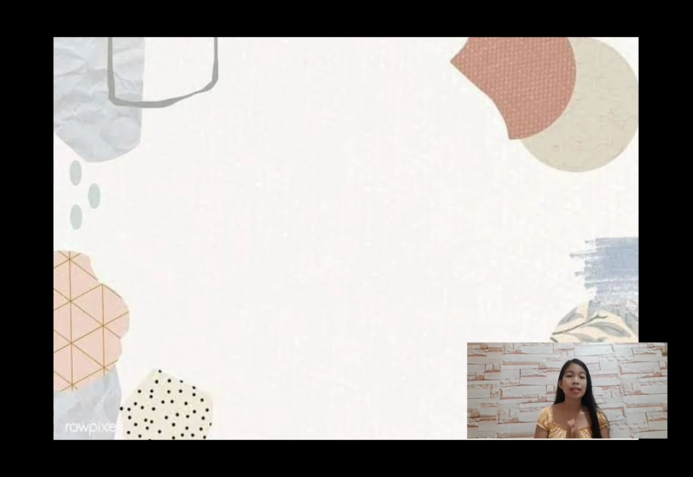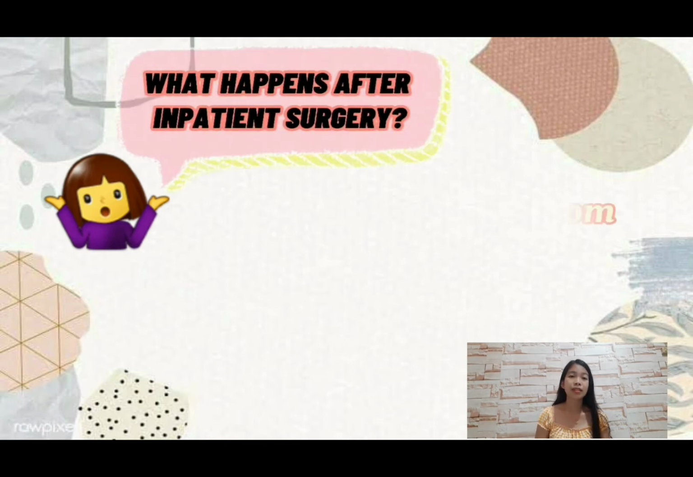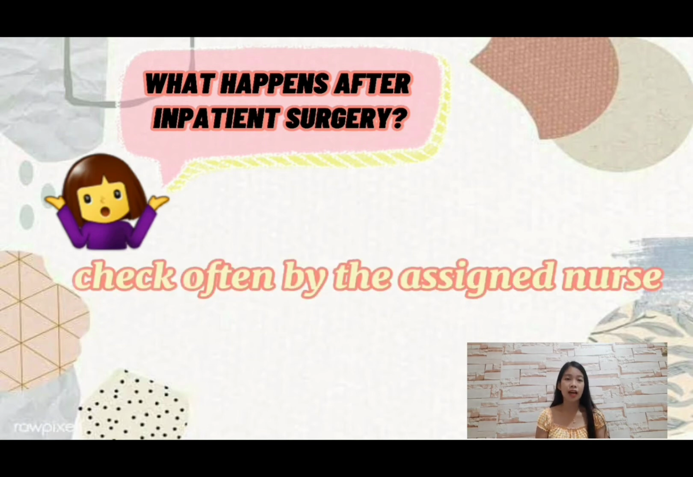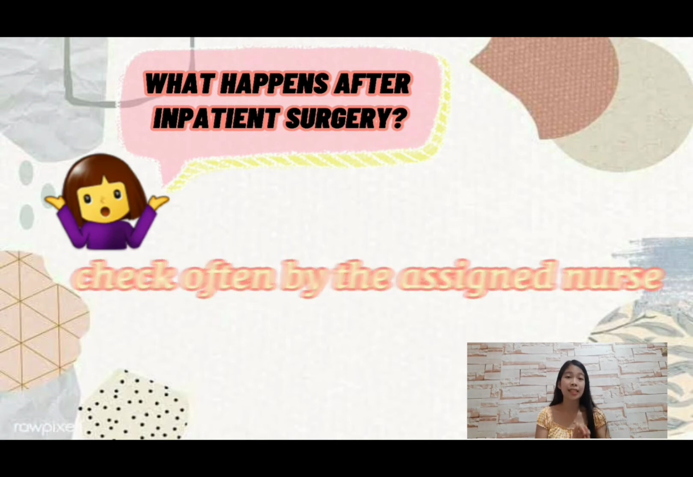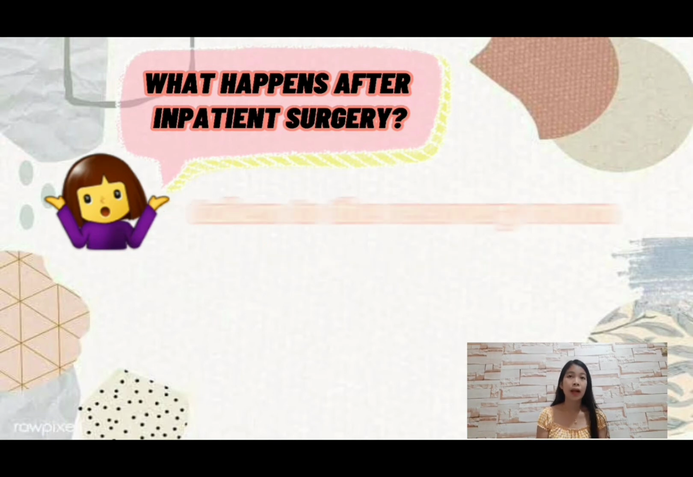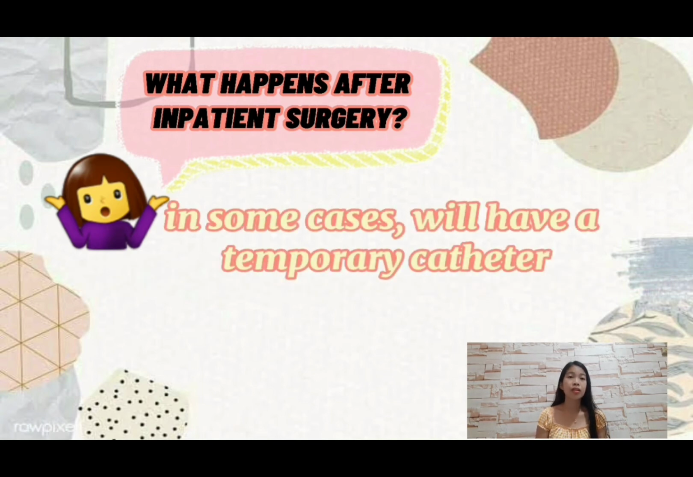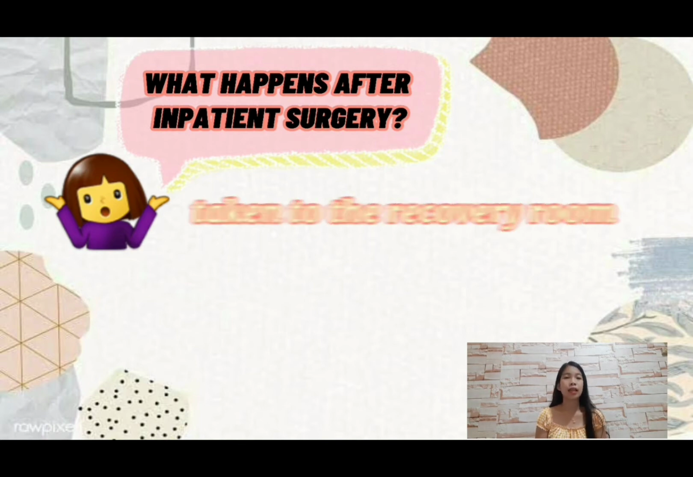To know the difference between the ambulatory surgery patient and the inpatient, next is the question: what happens after the inpatient surgery? First, just like the ambulatory surgery, they are taken to a recovery room or the PACU, the post-anesthetic care unit. Next, they are checked often by the nurse assigned to them. That nurse will probably check the vital signs of the patient and monitor their urine.